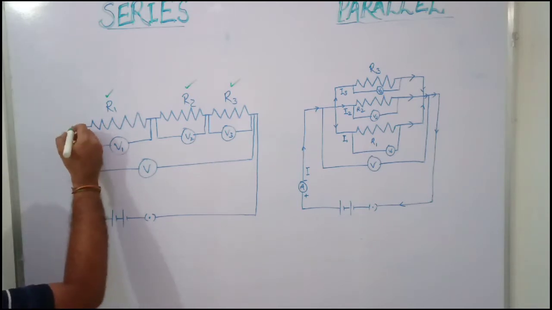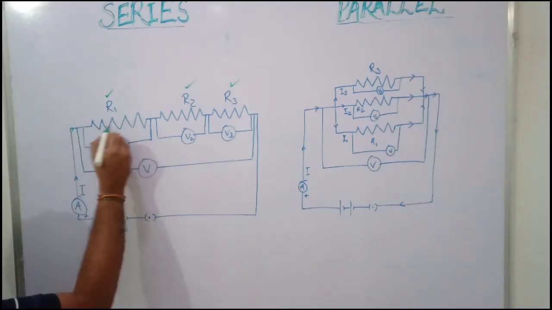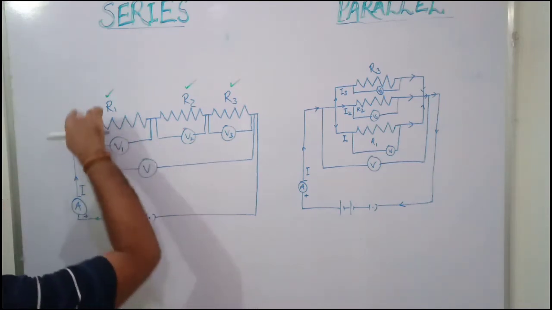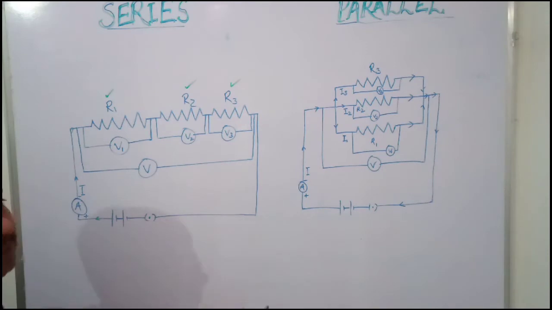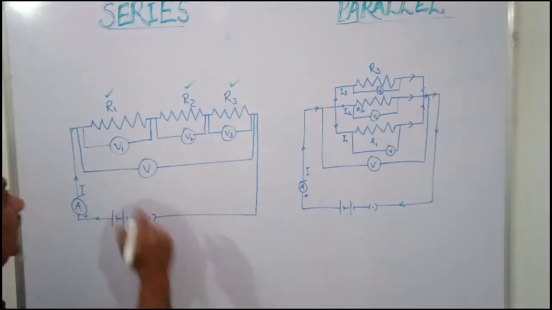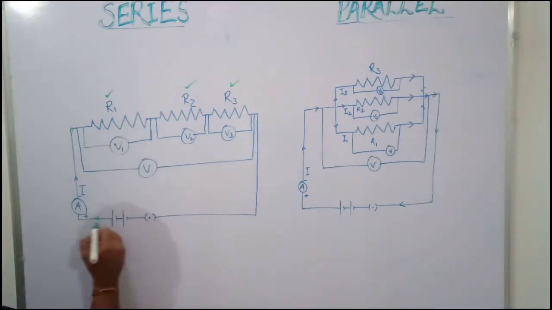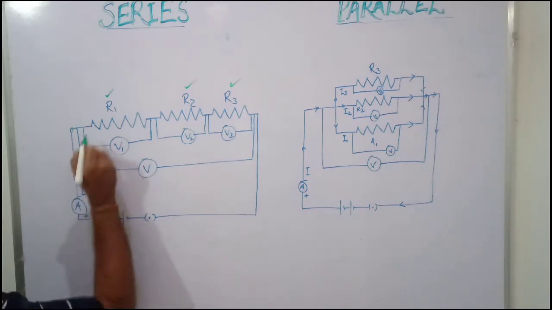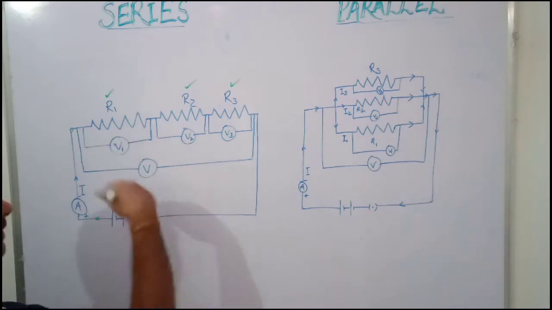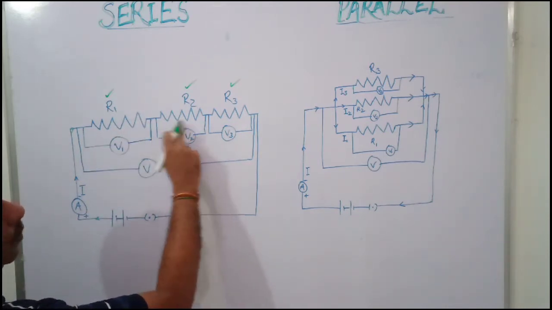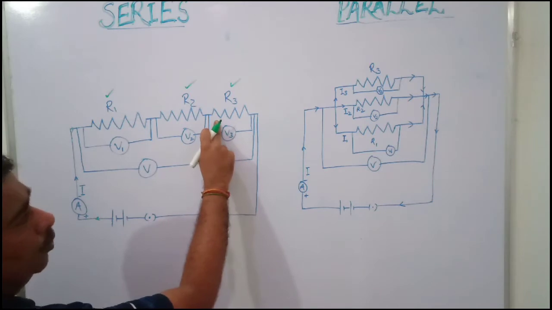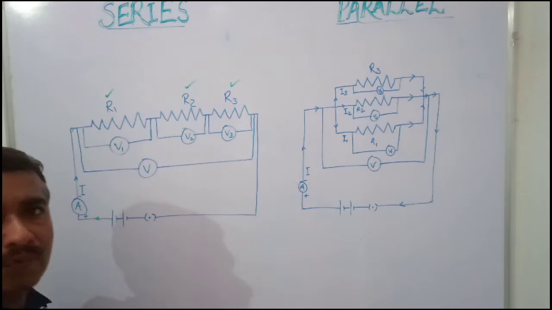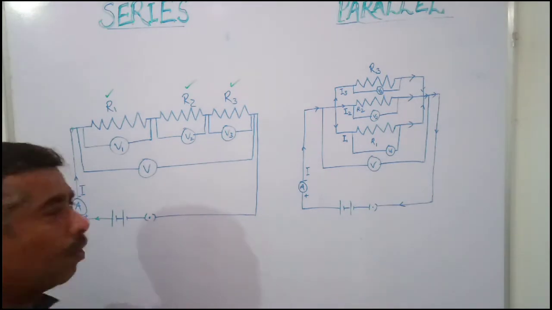Now this current flows and passes through R1, right? It passes through R1 as there is no division, as there is no other path for flow of current. The same amount of current, which is measured by the ammeter, passes through R1. The same amount of current passes through R2 and the same amount of current passes through R3. And therefore we have said that there is a single value of current in case of series combination.